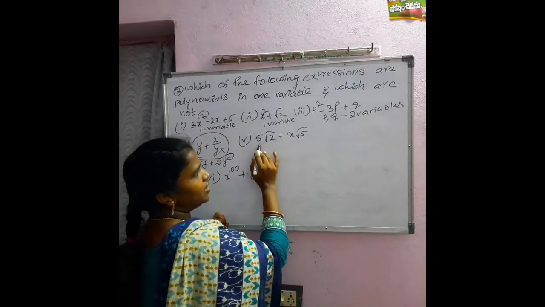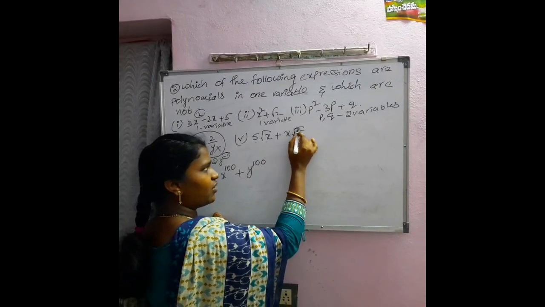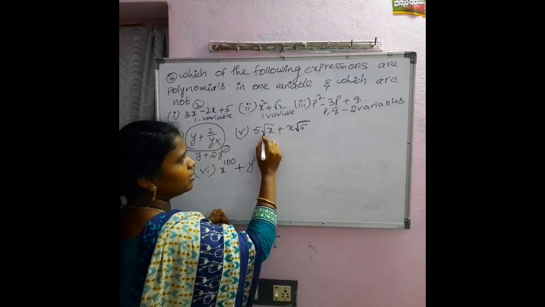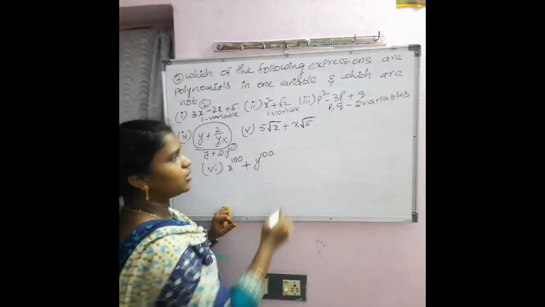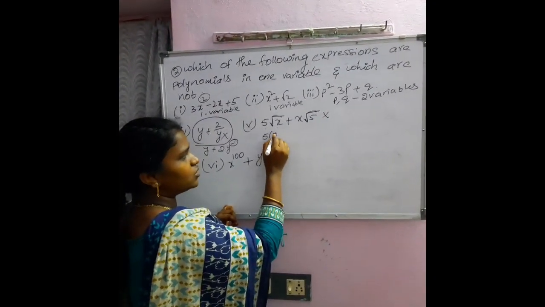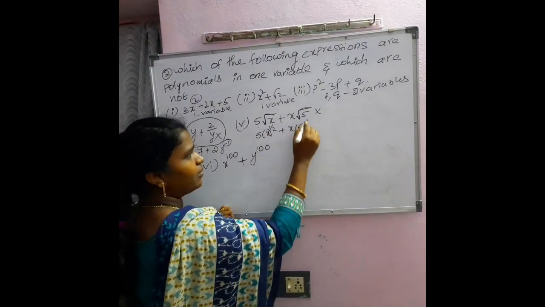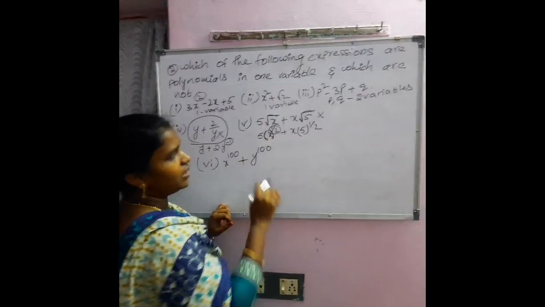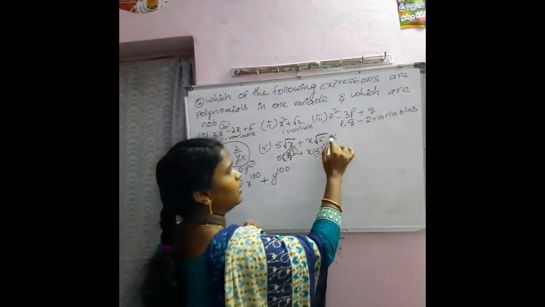The next one, that is 5 root x plus x root 5. If the constant number is having the root, that doesn't change, whereas x, that is the variable, is having the root value, so it is also not a polynomial, because it can be written as 5 into x to the power of 1 by 2 plus x into 5 to the power of 1 by 2. So here the variable is having not a whole number, so it is not a polynomial.